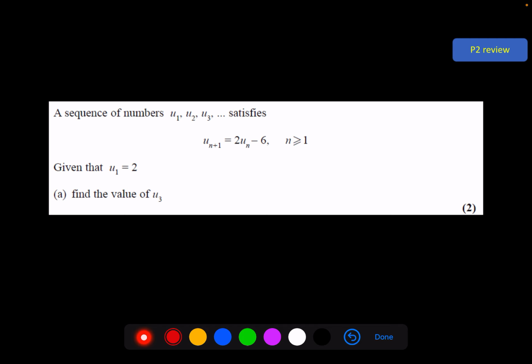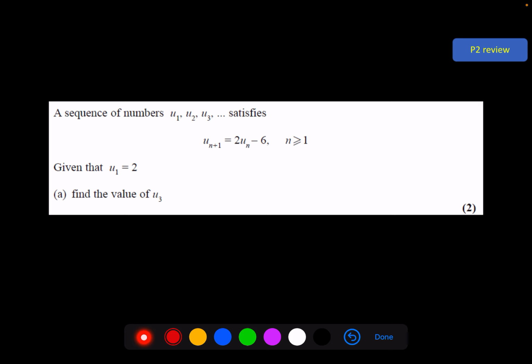So we've got a sequence of numbers, u1, u2, u3, that satisfy this recurrence relation. The next one is equal to 2 times the current one minus 6, where n starts at 1 and gets bigger. Given that u1 is equal to 2, find the value of u3.